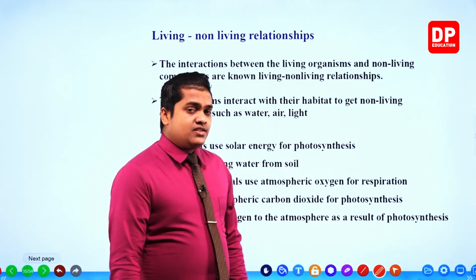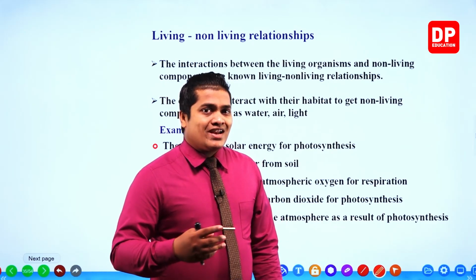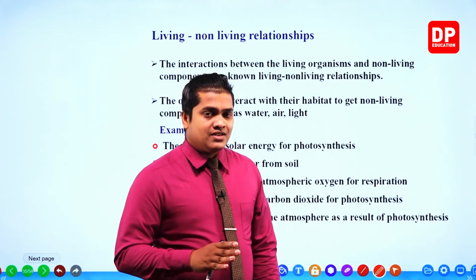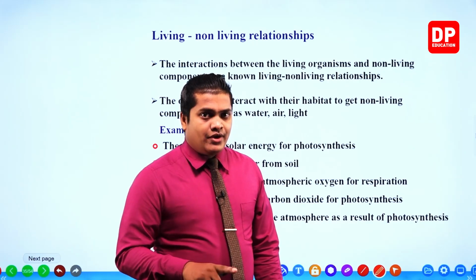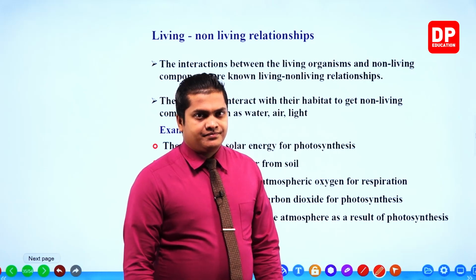So photosynthesis is the main method of nutrition in plants. To carry out their photosynthesis process, plants need carbon dioxide gas, water and sunlight.